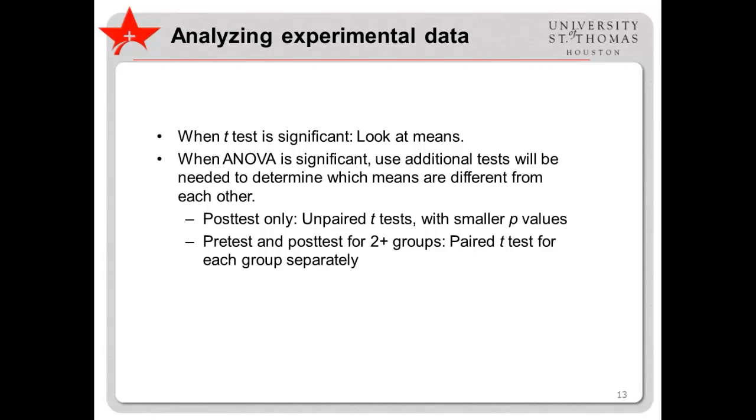When a t-test is significant, you just need to look at the means to see which group performed better than the other. However, when an ANOVA is significant, you will need to use additional tests to determine which means are different from each other. When only a post-test was given, test all possible combinations of pairs with t-tests, but make the p-value smaller for each test. When both a pretest and post-test were given, do a paired t-test comparing pretest to post-test for each group separately, and calculate effect size.